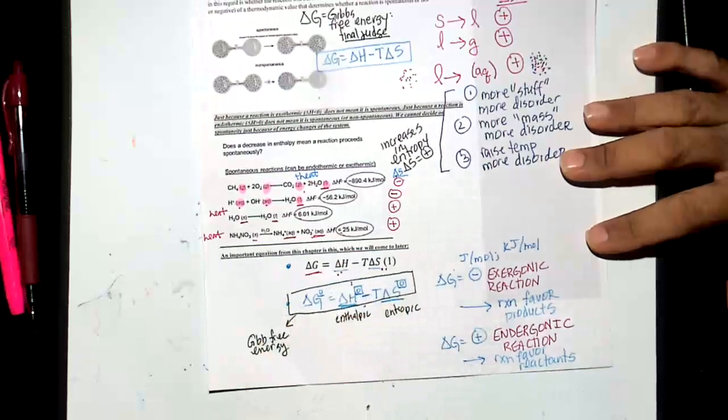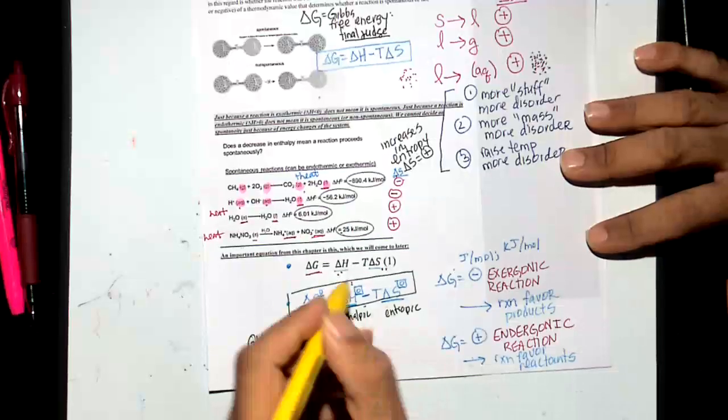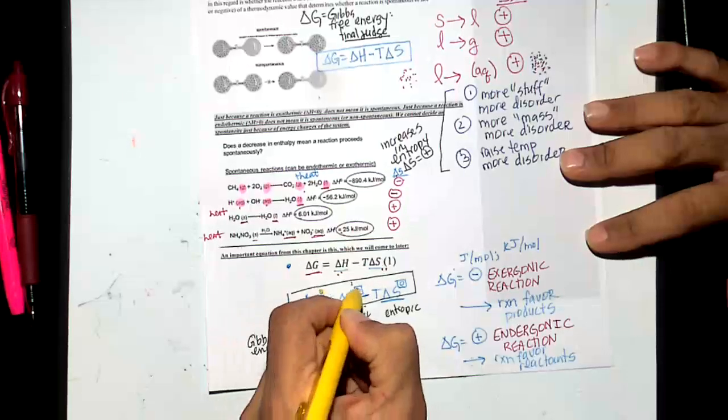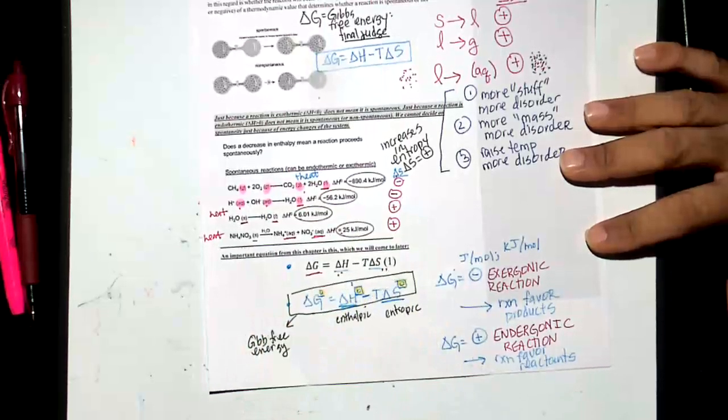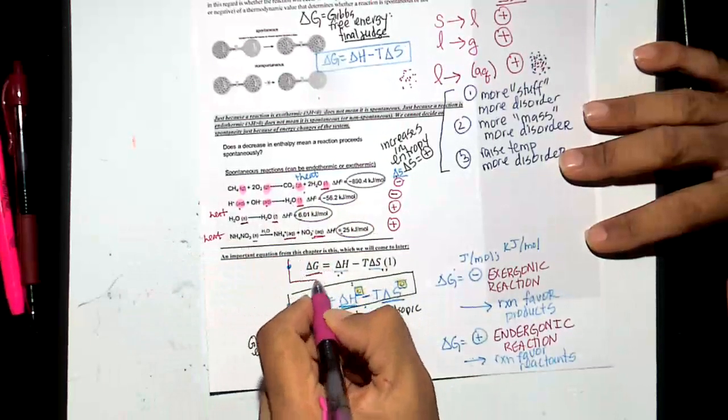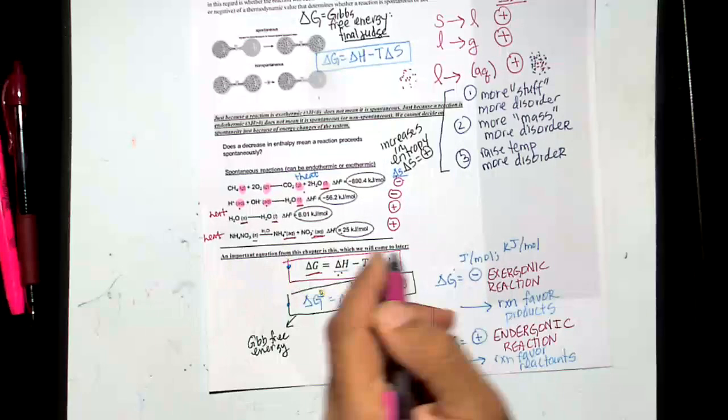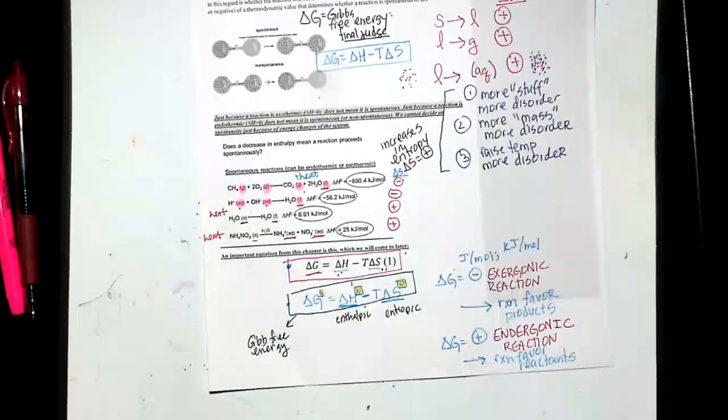All right, so this can happen at standard state. Standard state basically means you put that symbol in there. This is called the not symbol. Or it could happen under non-standard state conditions. Any temperature and any pressure.